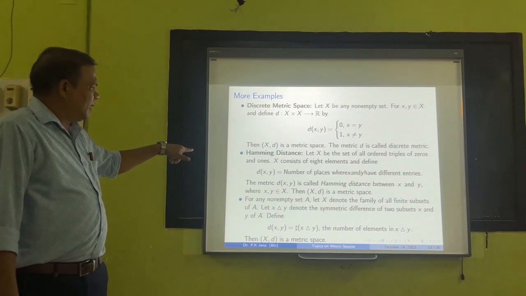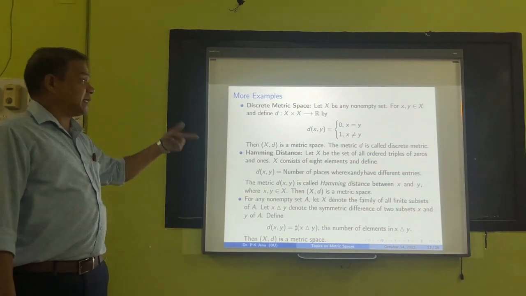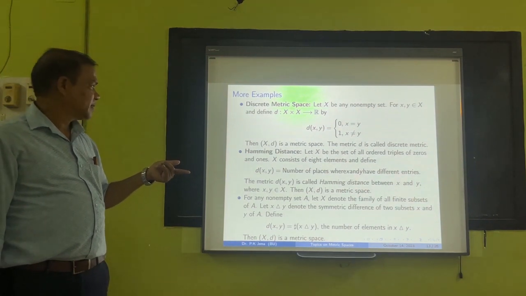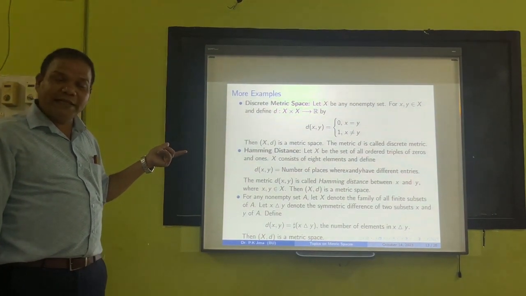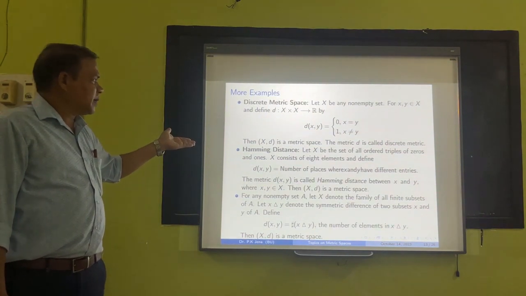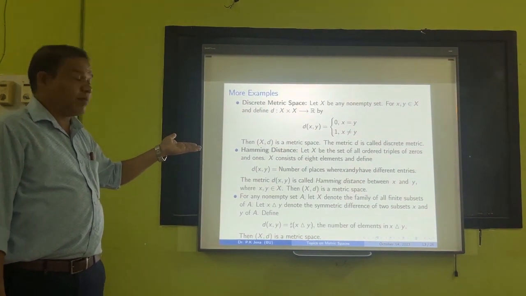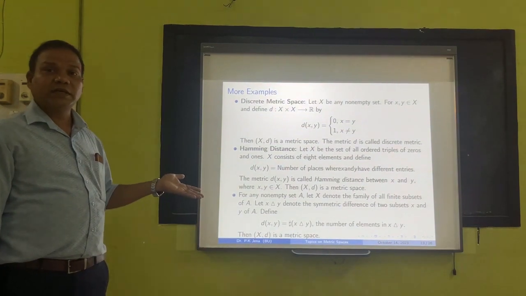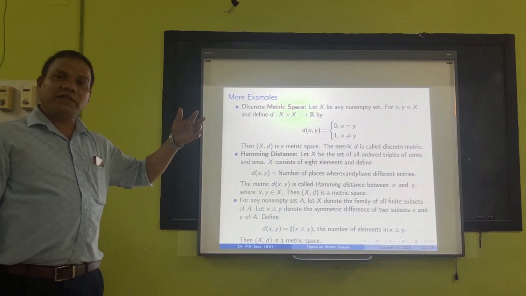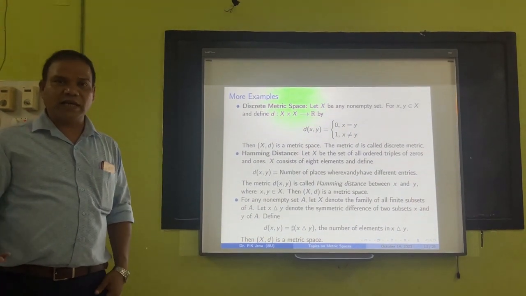Where d of xy is the number of places where x and y have different entries. If you define the metric like this, then also it will form a metric space. We call this distance the Hamming distance between x and y. Quite interesting. The non-empty set together with the Hamming distance is also called a metric space.